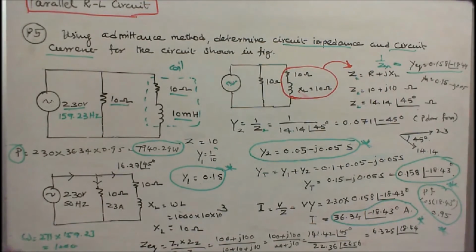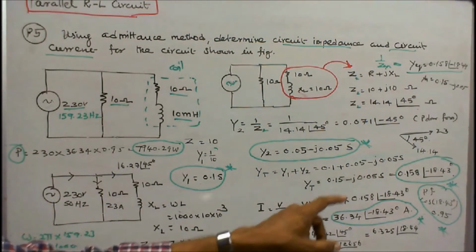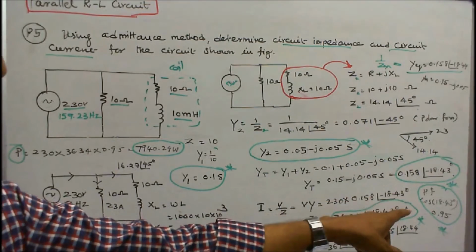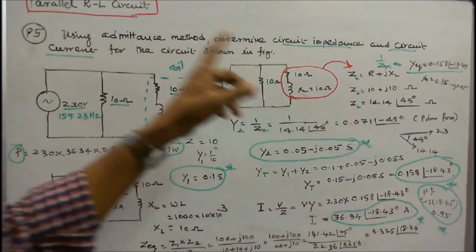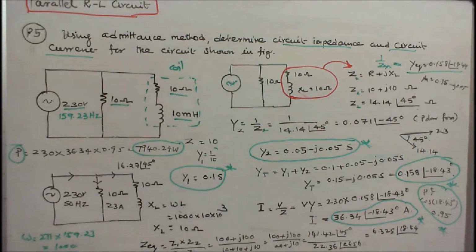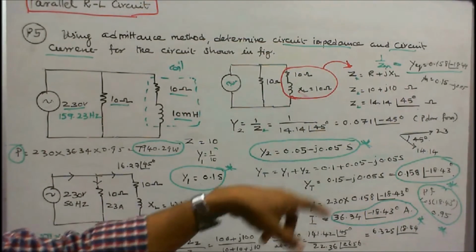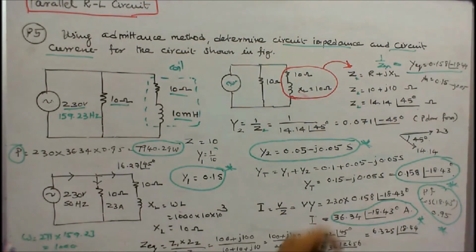Power factor angle is equal to 18.43. Cos 18.43 is equal to 0.95. Circuit power factor is 0.95. The minus sign indicates current lags the voltage by 18.43 degrees.